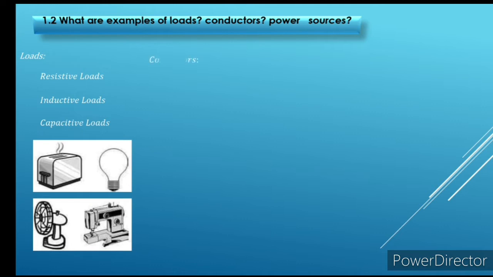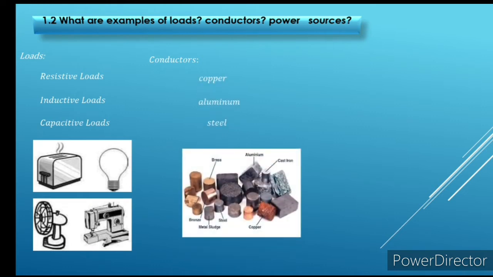Next is the conductors. Conductors is a material which permits the flow of electric charges. For example, we have copper, aluminum, steel, cast iron, metal sludge. And next is the example for power sources. A power source is a device or anything that supplies electric power to an electrical load. It may come in the forms of electric power grid such as electric outlet, energy storage devices such as batteries or fuel cells, generators, and even renewable sources.